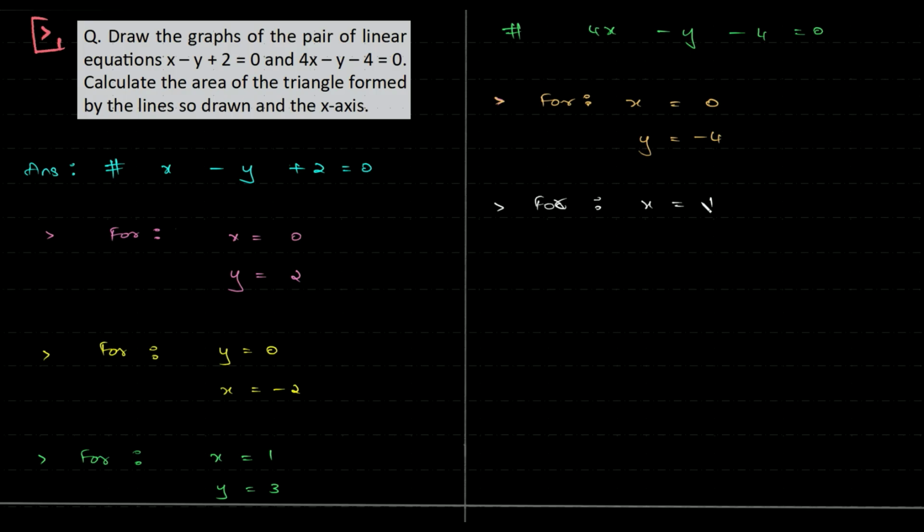For x is equal to 1, 4 minus 4 will be 0, so y is equal to 0. That's good. We are getting very simple values.